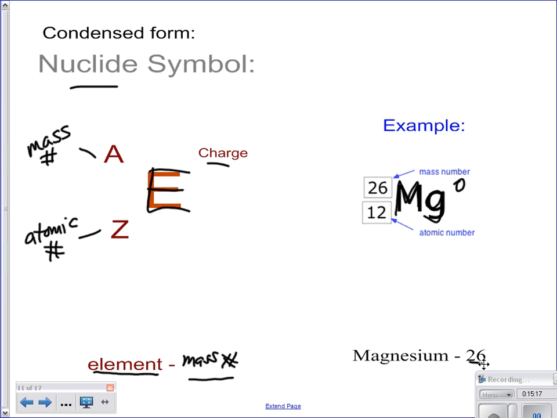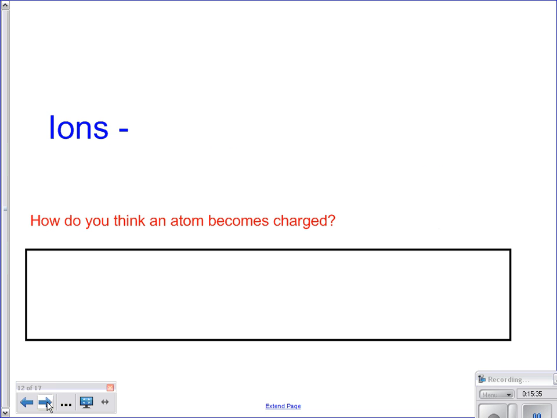So that's another way that you might see it represented sometimes. Now, if you see the word magnesium and you have a periodic table, you know that magnesium would have to have an atomic number of 12. So that's not going to change. That tells us essentially the same information. Okay, so you do not have a place for this on your notes.